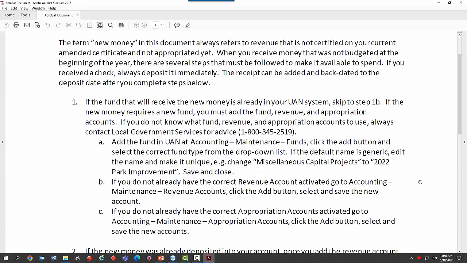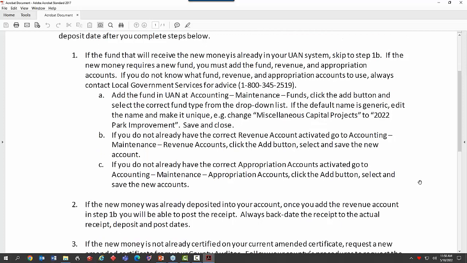So step one, we're talking about structure, A, B, and C. If you contact local government services and they tell you it could run through an existing fund, you're going to skip A because that is about adding a new fund. If they tell you you have to add a new fund, in our case it would be something like miscellaneous capital projects. I want to make sure you understand that on the drop-down list for the fund type, you'll get a vague name like miscellaneous capital projects, but you need to type over that with a real name. The auditor's office doesn't expect you to have 16 miscellaneous capital project funds because you'll lose track of what they are.